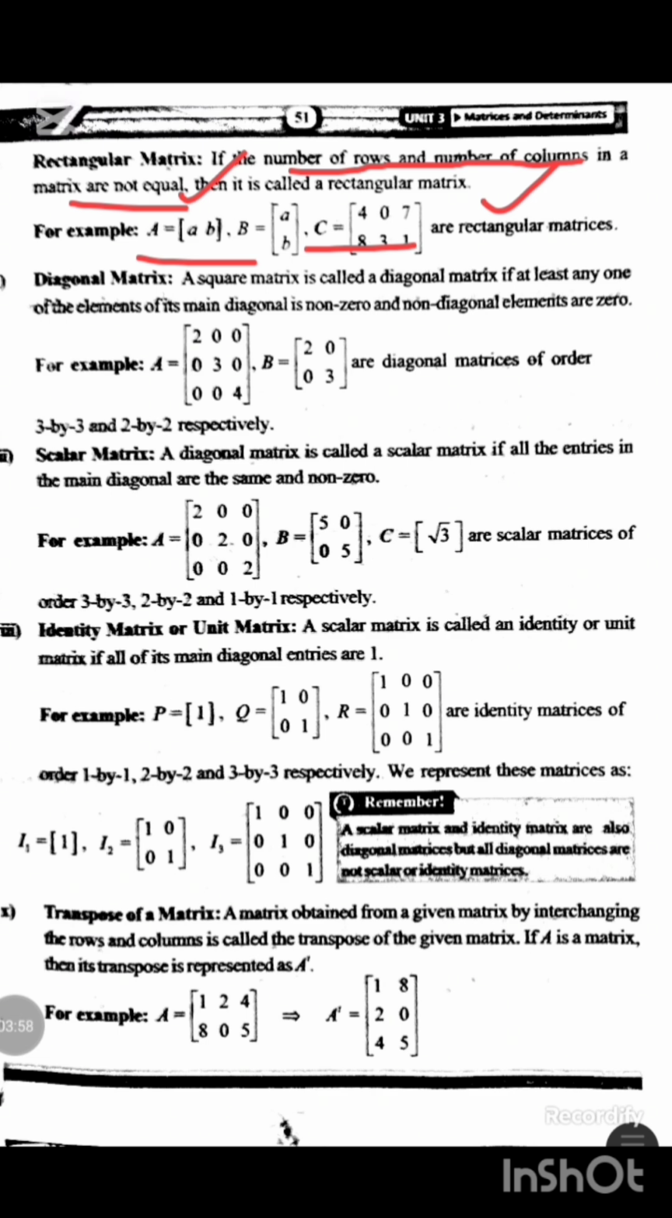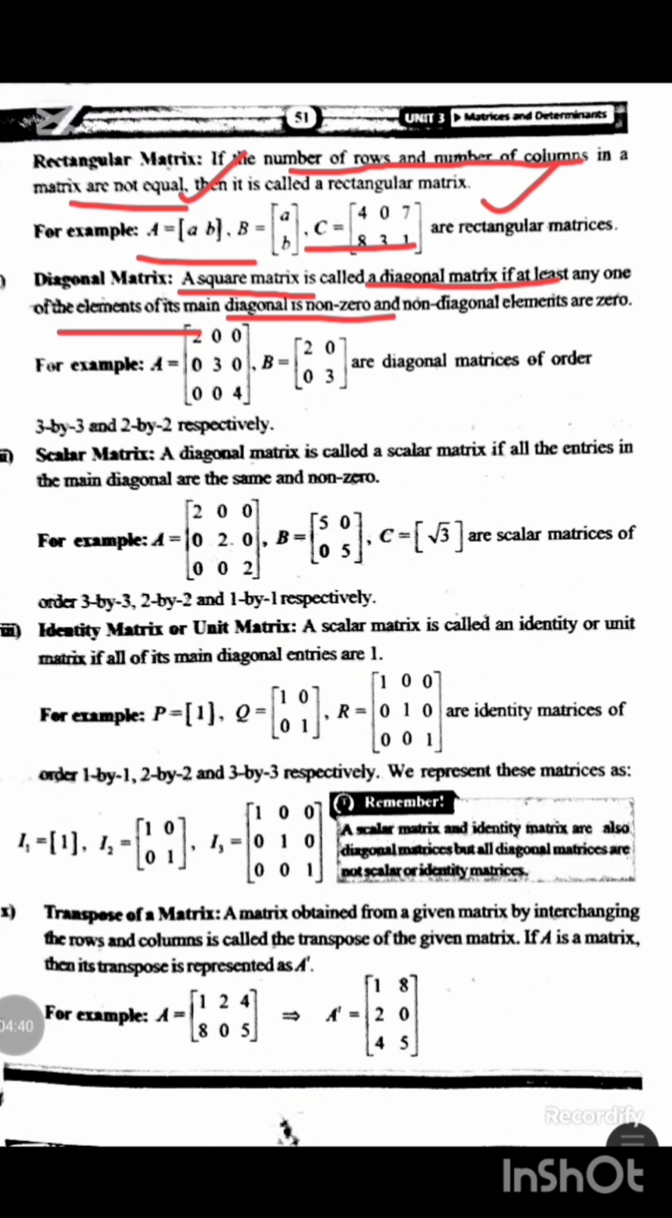So now diagonal matrices. To define a diagonal matrix, we have to know that the matrix should be square. A square matrix can be a diagonal matrix, right? So before defining a diagonal matrix, we have to write the words: a square matrix is called a diagonal matrix if at least any one of the elements of its main diagonal is non-zero. It means that if we have a square matrix, then that matrix will be called a diagonal matrix if at least any one of the elements from its main diagonal is non-zero.